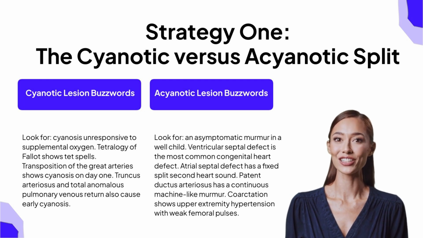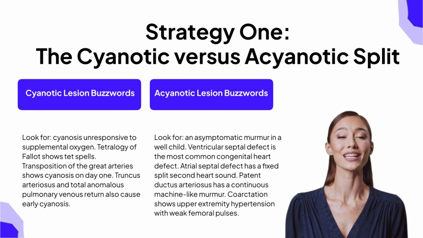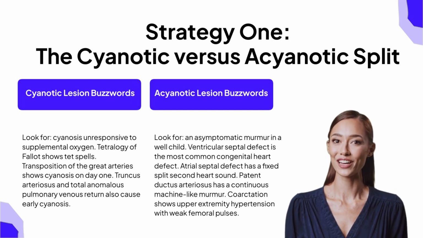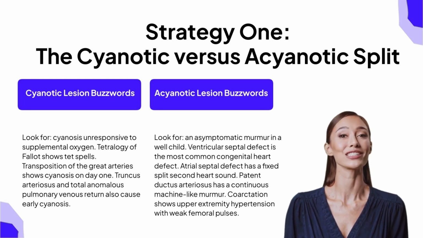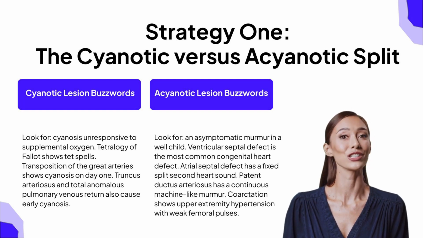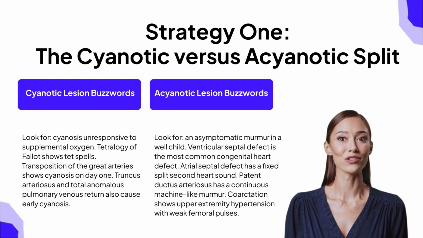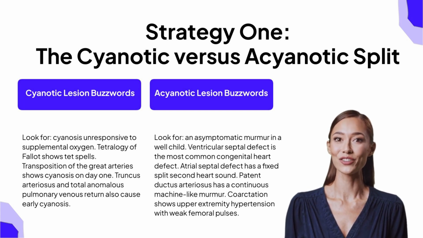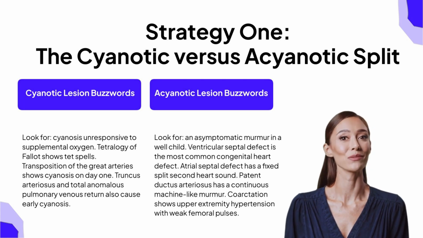For acyanotic lesions, think about left-to-right shunts that may initially be asymptomatic. Ventricular septal defect is the most common congenital heart defect overall. Atrial septal defect gives you a fixed split second heart sound, which is a classic board buzzword. Patent ductus arteriosus presents with a continuous machine-like murmur. Coarctation of the aorta shows upper extremity hypertension with weak or absent femoral pulses. This cyanotic versus acyanotic framework should be your first mental checkpoint on every pediatric cardiology question.